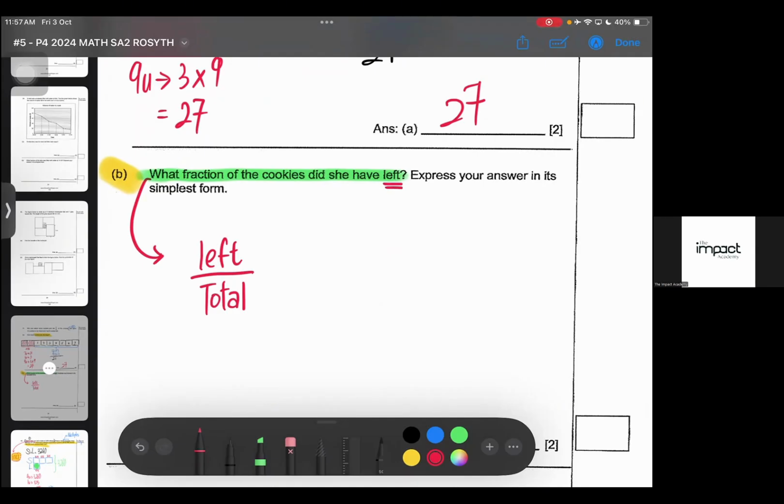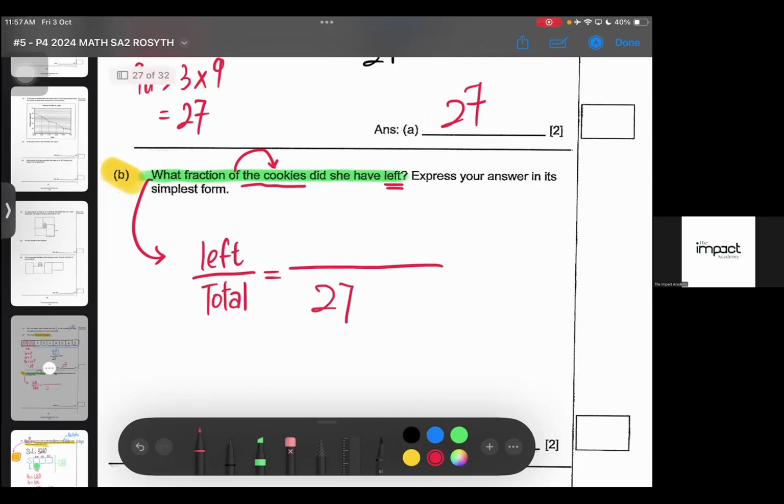Remember, it's left over total. Agree? Right, off the cookies always means the denominator. What do you think she's left with? What is the total? Anyone can tell me what is the total?